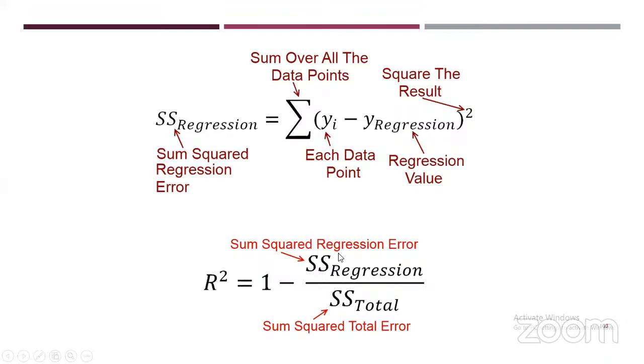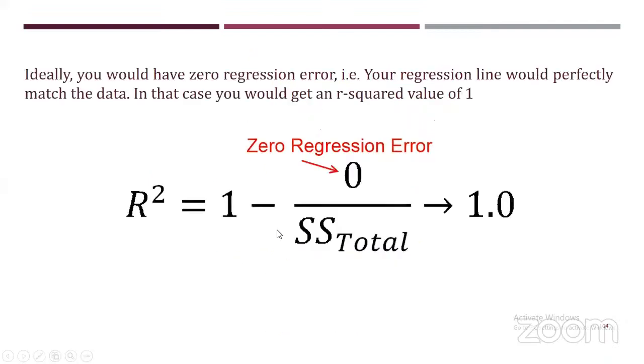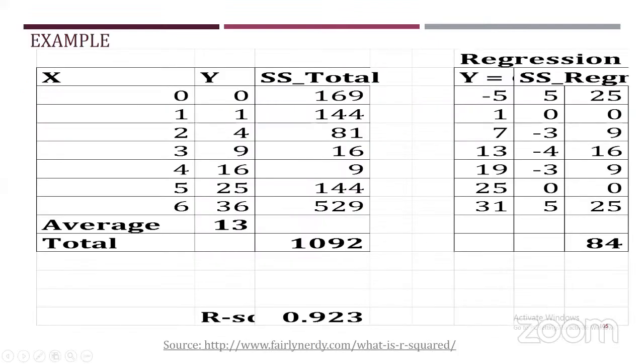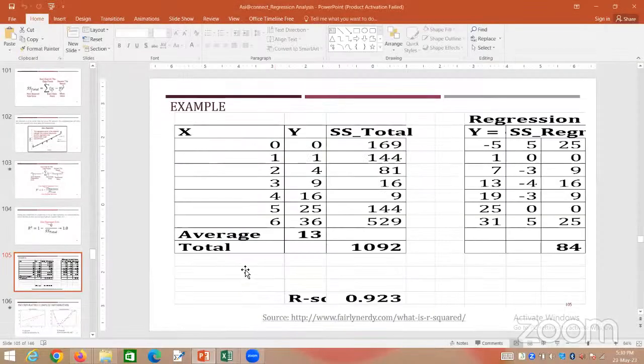Just place all your values here and you are going to get your R square. I have just explained that when there is no difference, this part is going to be very small or near to 0. When it is near to 0, you are going to get the R square as 1. Okay, so now let's see with an example how it is going to be.